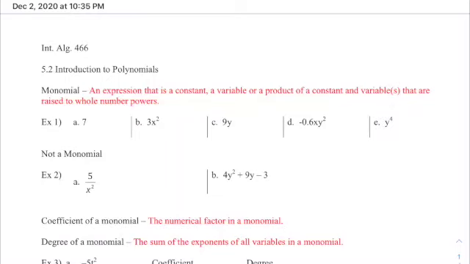Hi everyone, today we are going to talk about 5.2, the polynomials. And the first thing, let's get a couple of vocab out of the way. I'm not sure if you guys have heard this kind of vocab before or not.